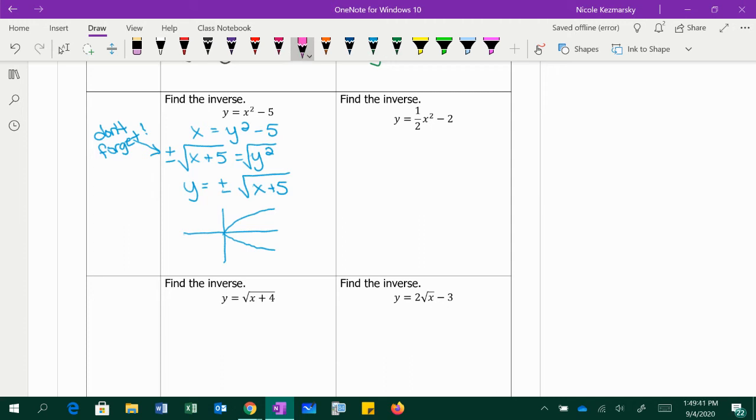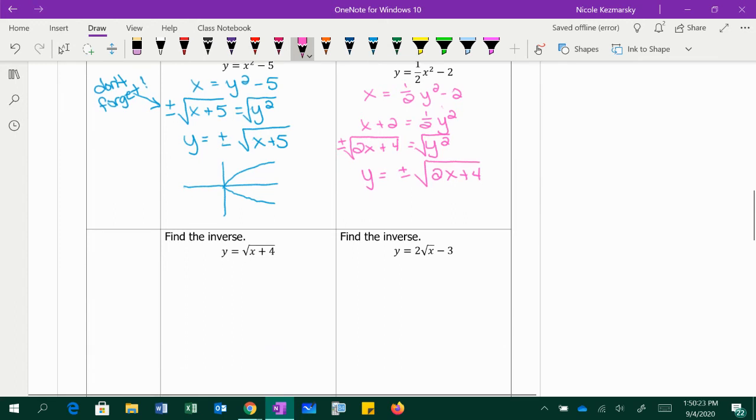Next example. So we'll do the same thing. x equals 1/2 y squared minus 2. I'm going to add the 2. So x plus 2 equals 1/2 y squared. Multiply both sides by 2. So 2x plus 4 equals y squared. Take the square root of both sides. Don't forget that plus or minus. And end up with y equals plus or minus square root of 2x plus 4.